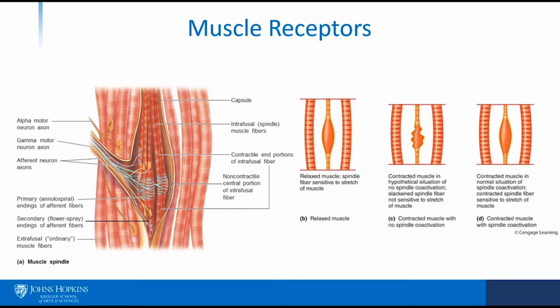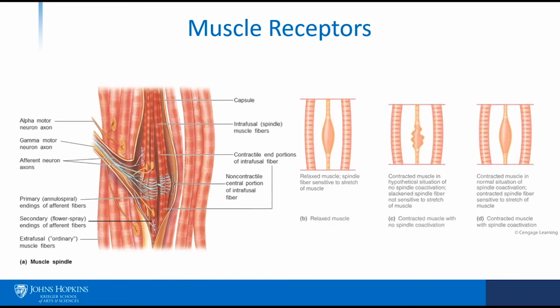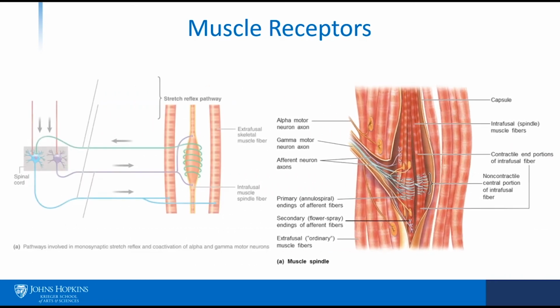A stretched muscle reflexively triggers its own contraction and resists any passive changes in muscle length. This occurs due to a monosynaptic pathway stimulating the stretch reflex and co-activation of alpha-gamma motor neurons.